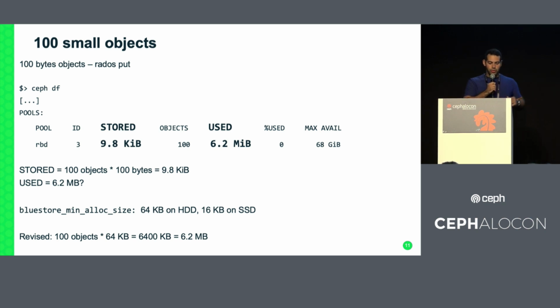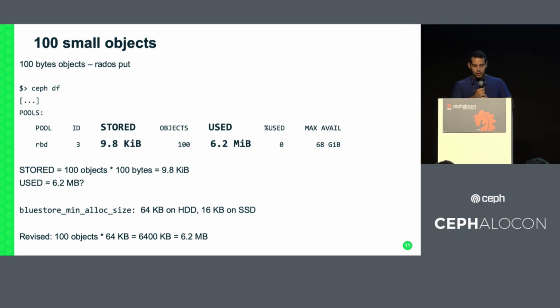Another example that you might not run into, but that's still interesting to mention, I use rados put to push 100 objects that are 100 bytes each, so 100 small objects. I look at ceph df, and I see that stored is 10 kilobytes, which is what I expected, 100 times 100 bytes. But the used is 6.2 megabytes, so a pretty big overhead. And that is due to the granularity of BlueStore. So on spinners, the smallest allocation unit is 64 kilobytes. So if we multiply 64 kilobytes times 100 objects, we get 6.2 megabytes effectively used, which is really not very efficient.